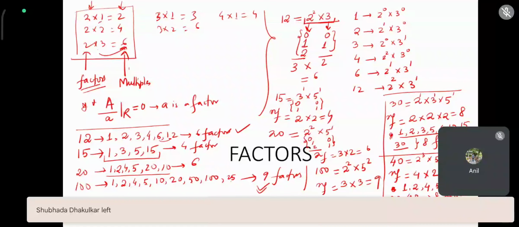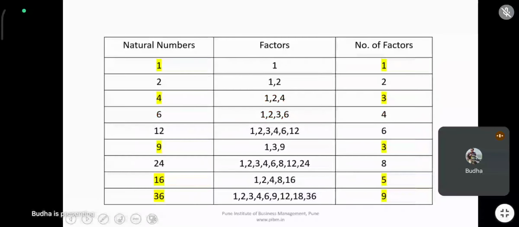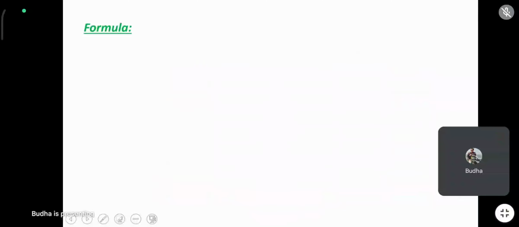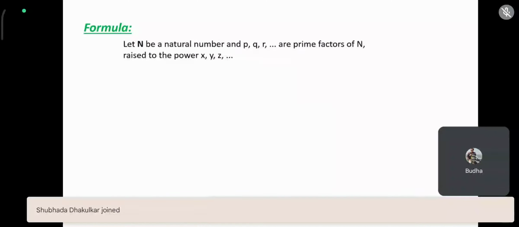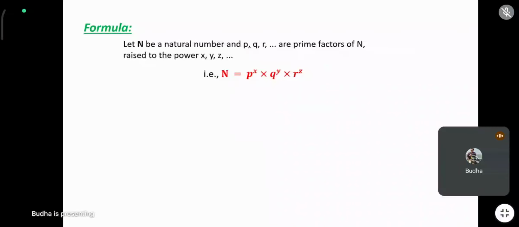Yes. So you try a few more examples. Okay. So before trying, this is how we have solved. Any number, you prime factorize them.